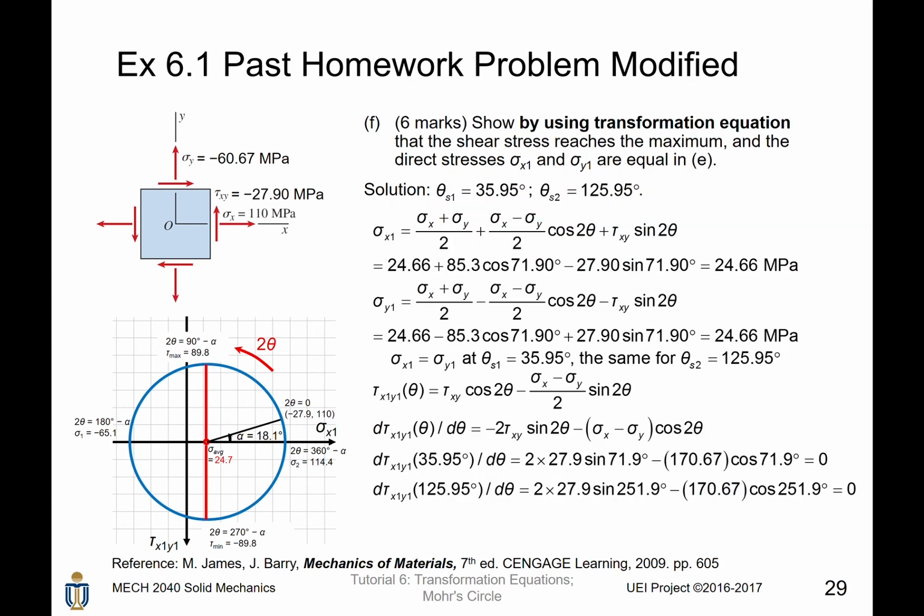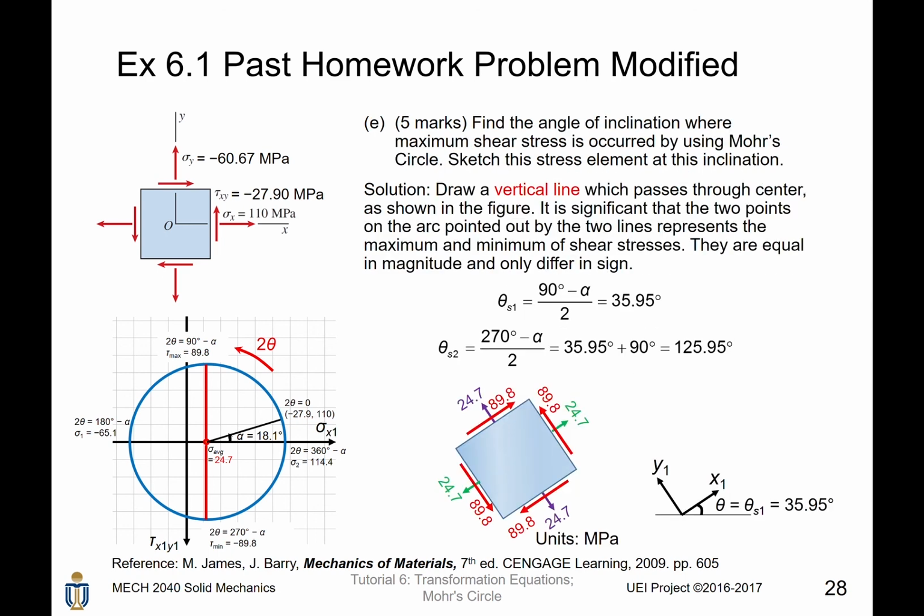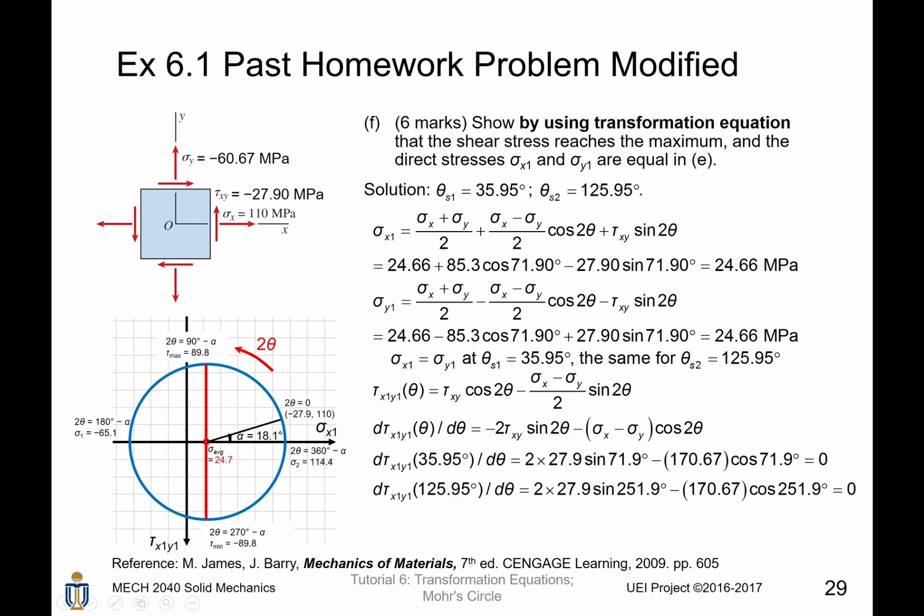Finally, you are going to use the transformation equation to show that all your conclusions in the previous part are correct. So it asks you to show that the shear stress attains the maximum, as well as you are going to show that the direct stress on x1 and y1 directions are the same. To do this, we substitute theta s1 into the transformation equations of the direct stresses. You will get the same answer, which is 24.66 milliPascals.